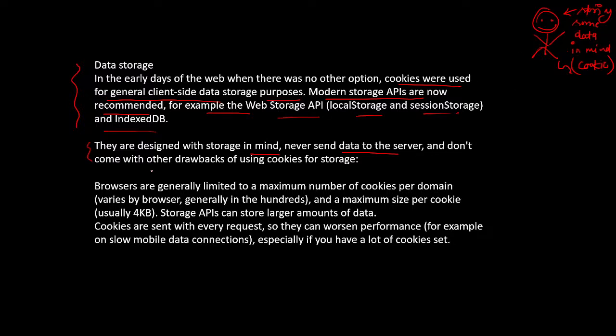They are designed with storage in mind, never send data to the server, and don't come with other drawbacks of using cookies for storage. Browsers are generally limited to a maximum number of cookies per domain. This varies by browser, generally around 100, and a maximum size per cookie, usually 4 KB. So storage APIs can store large amounts of data. Cookies are sent with every request, so they can worsen performance, for example on slow mobile data connections, if you have a lot of cookies set.